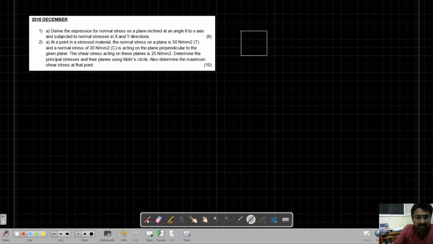So in one direction it is 50 MPa. Let's say I'll call this the x direction. This is 50 MPa. The other direction has a normal stress of 30 MPa in compression. So here it is 30 MPa, 30 MPa in compression.